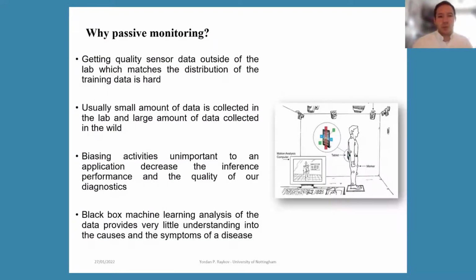So the first question that you might be wondering, if you're not familiar with the problem, is why would we go about passive monitoring, and what does passive monitoring mean? Less formally, passive monitoring means that your device is collecting data continuously. Now, this is what your device is doing in any case already. It's just that this data is rarely being used outside of the manufacturer, which is Apple, Google, and the big tech companies. So this is what we mean by passive.